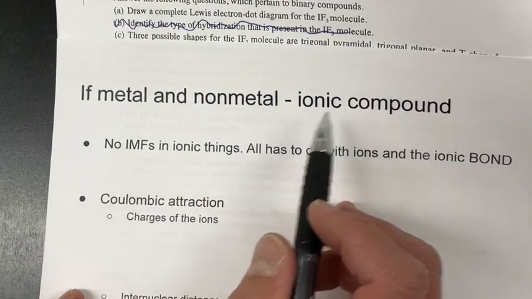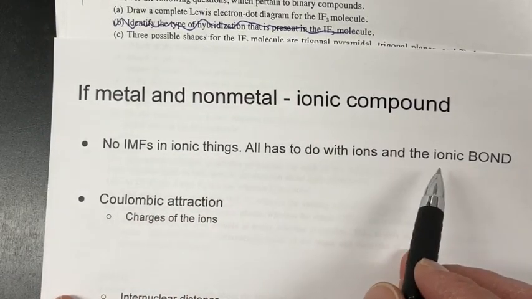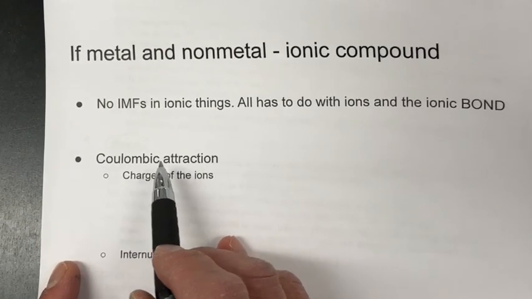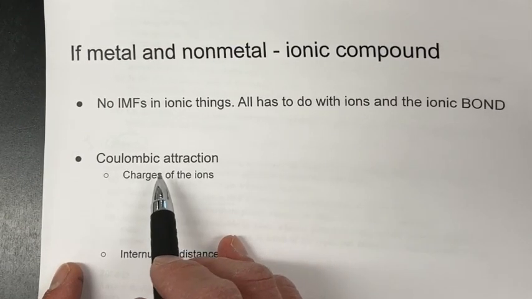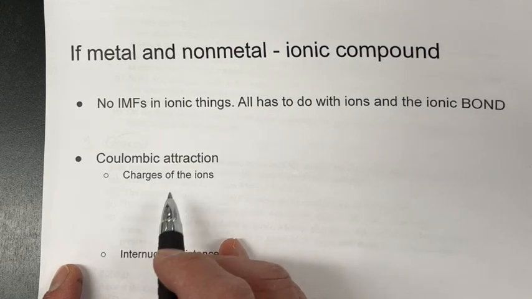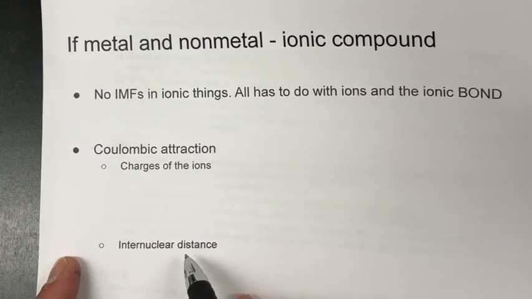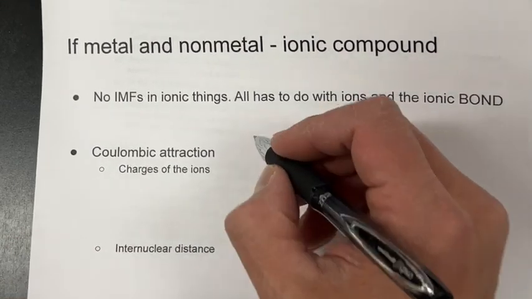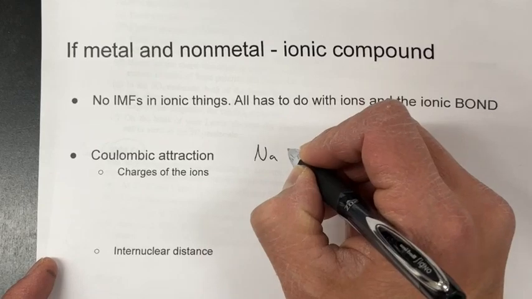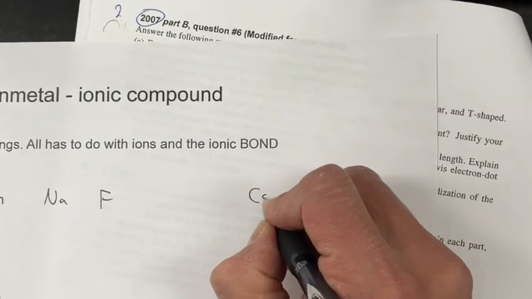So if it's a metal and a non-metal, there's no intermolecular forces. It's all ionic bonding, and everything has to do with the Coulombic charge and attraction. Okay, so remember, we have two things involved: the charge of the ion and the internuclear distance. So let's take a look at Na and F, and let's look at Cs and Cl.